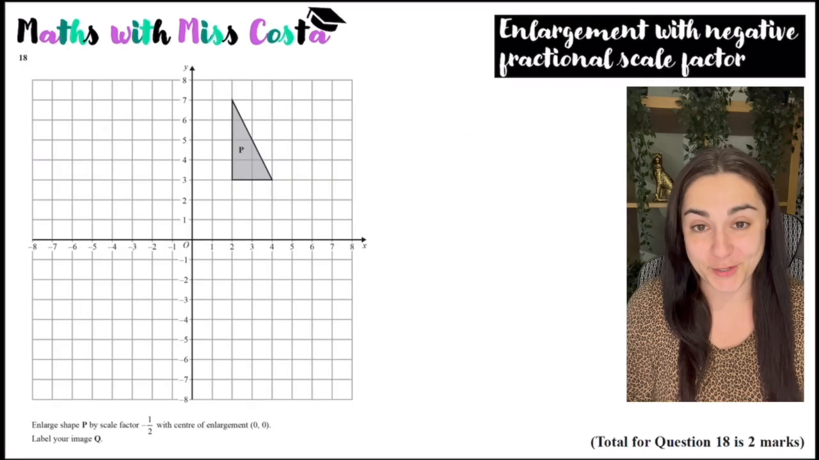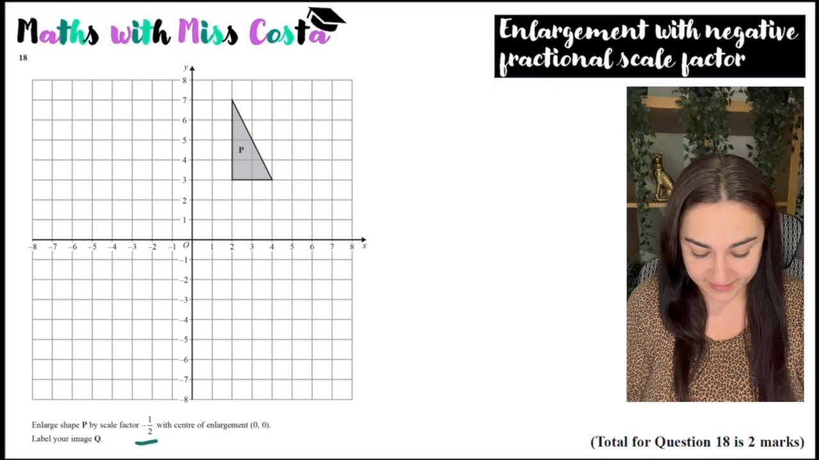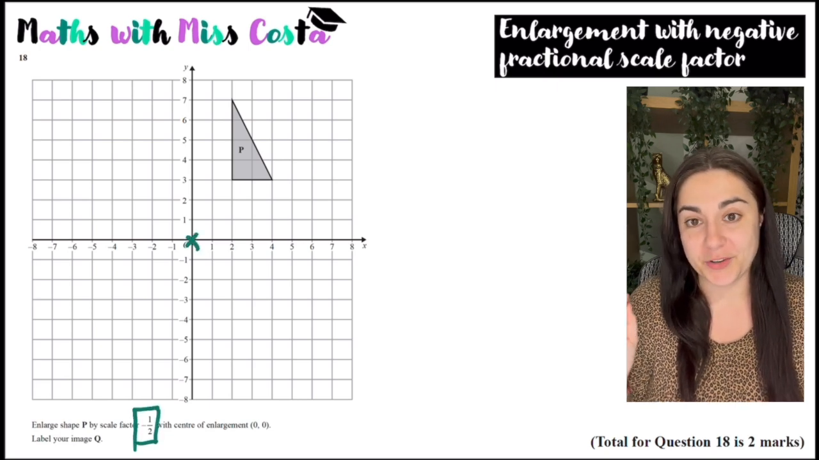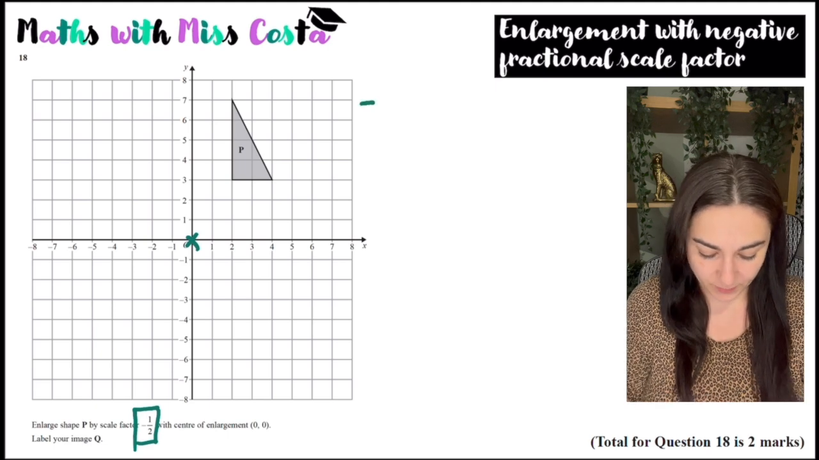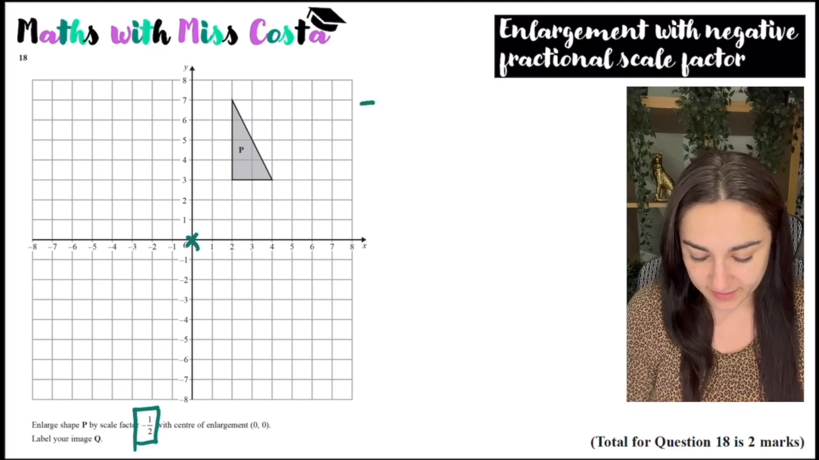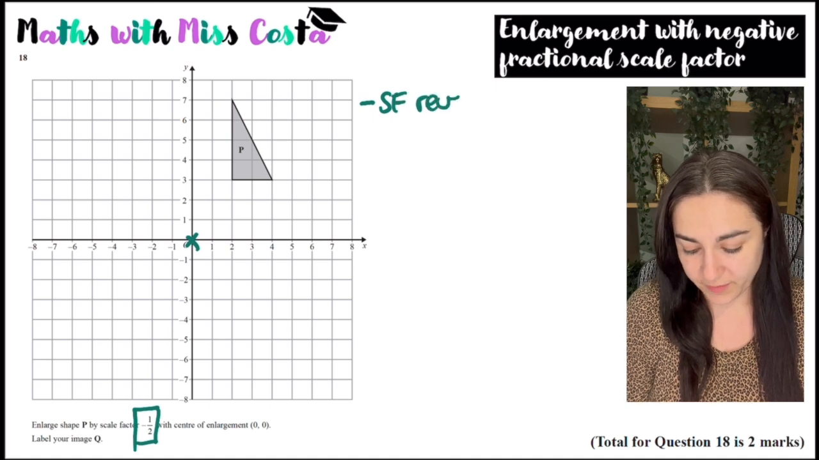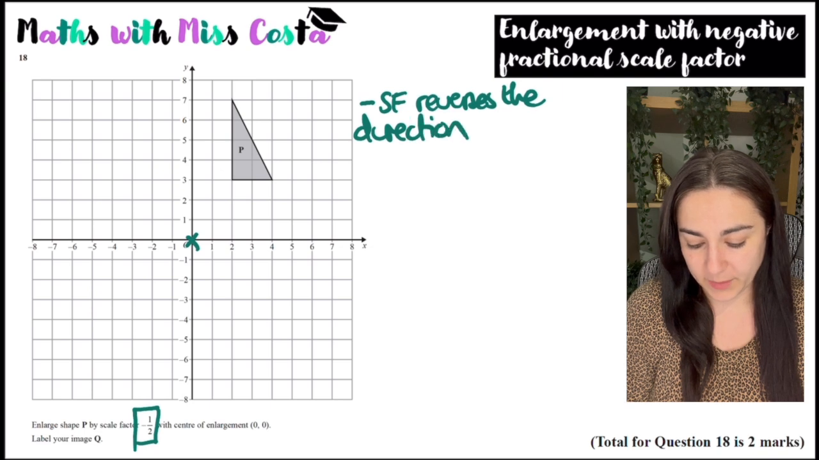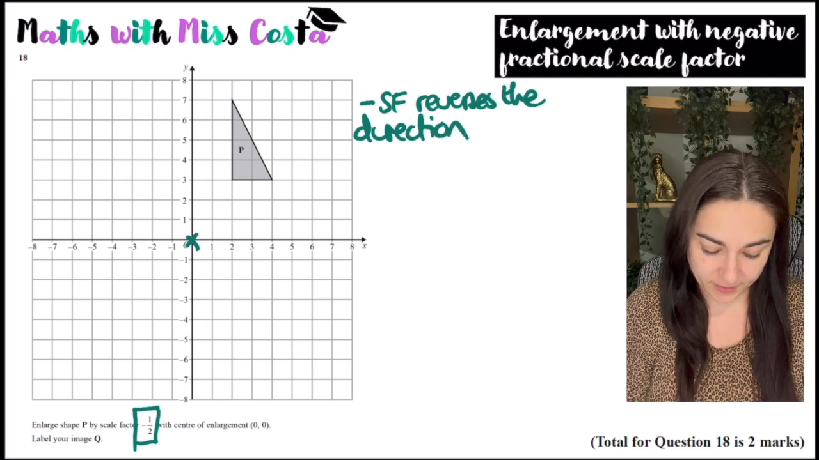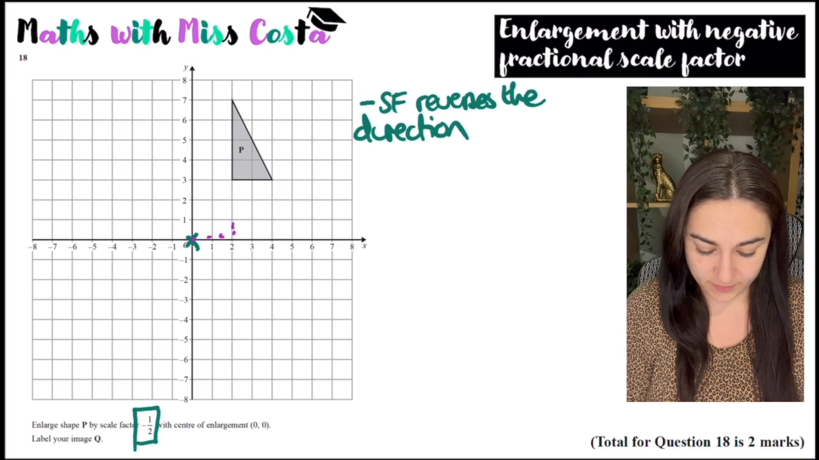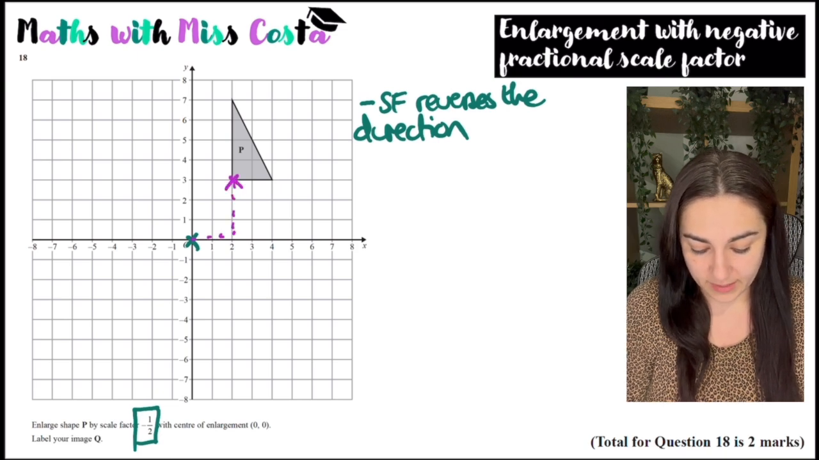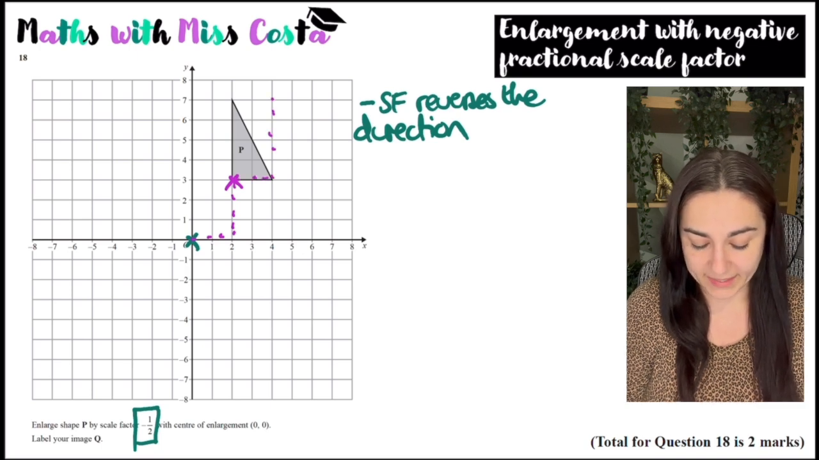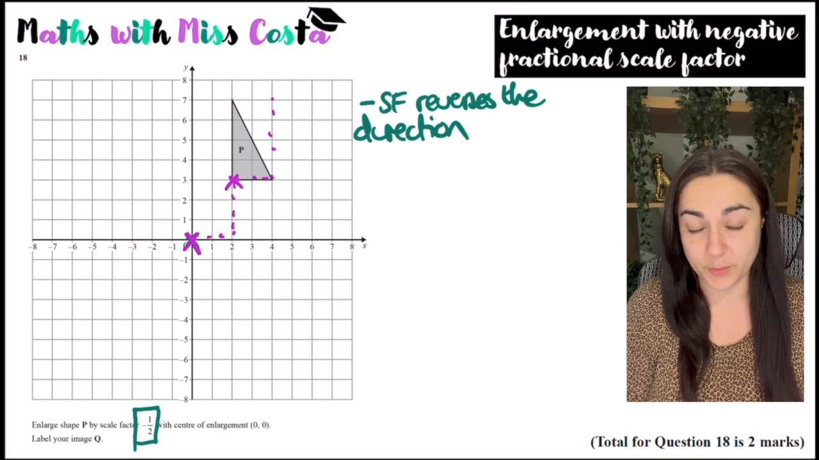Okay, so in this question, I'm being asked to enlarge shape P by scale factor -1/2 with center of enlargement 0, 0. So just a reminder that when you're enlarging by a negative scale factor, it reverses the direction. When we're normally doing enlargements, we think, how do I get from my shape? I go 2 and then 3 up, and then I'd do the same in this direction. So I always start from the center of enlargement and I go towards my shape.